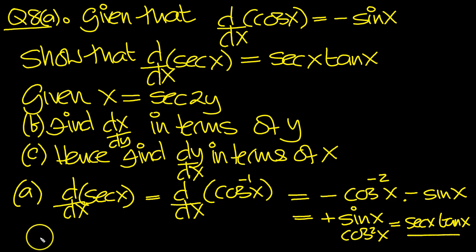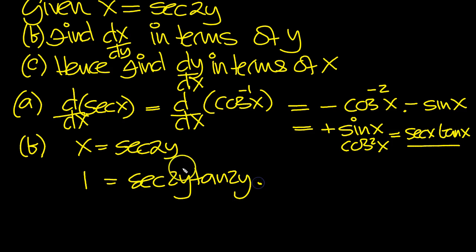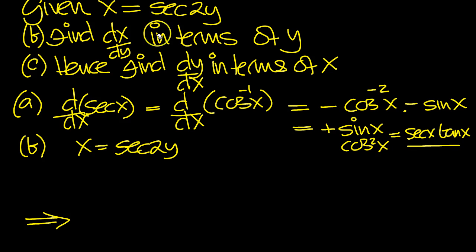Part B, so B, find dx/dy, x equals sec 2y. So let's just differentiate that then with respect to x. So here 1 equals sec differentiates to sec tan of something, multiplied by the something differentiated. This differentiates to 2 dy/dx with respect to x, doesn't it? So that tells us then. We were going to do dx/dy, so I'm going to do that again, but this time I'm going to differentiate with respect to x.